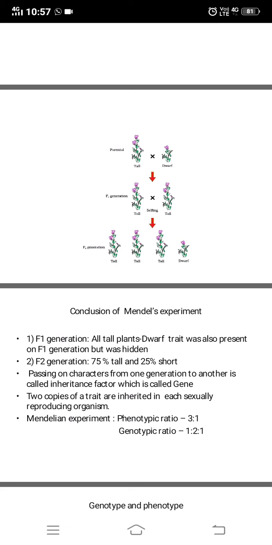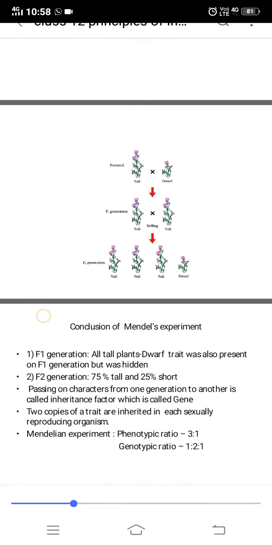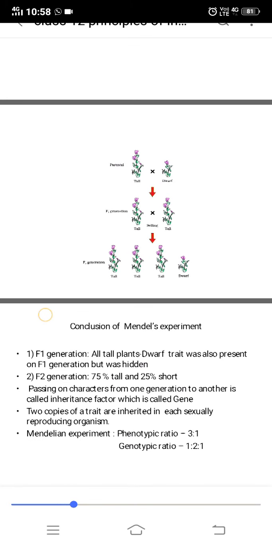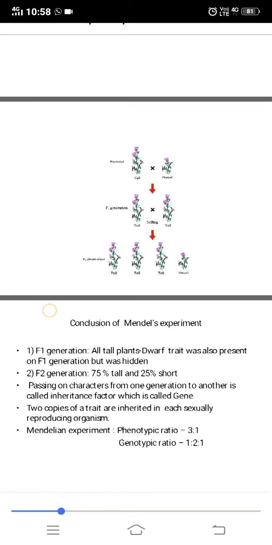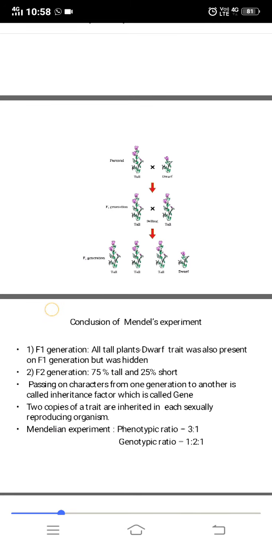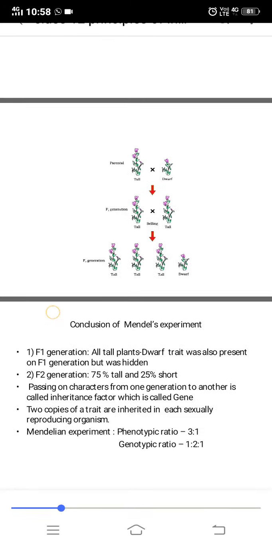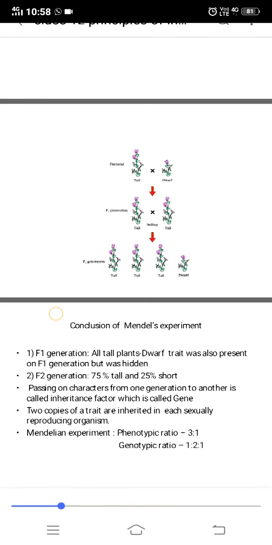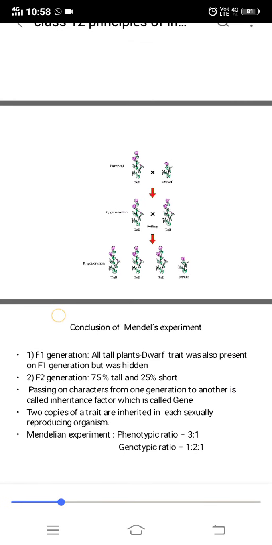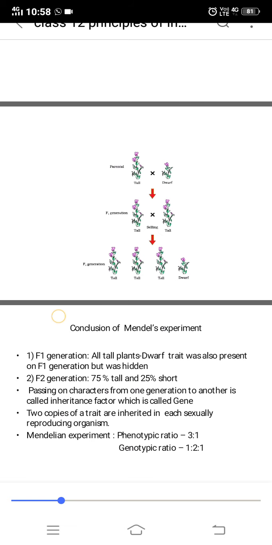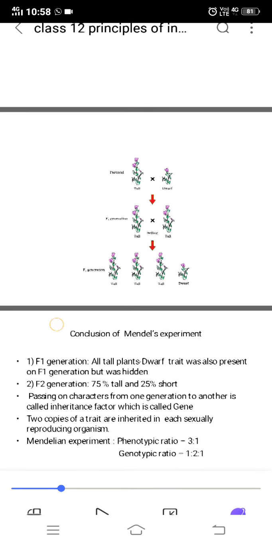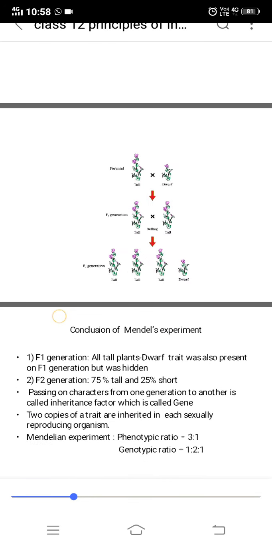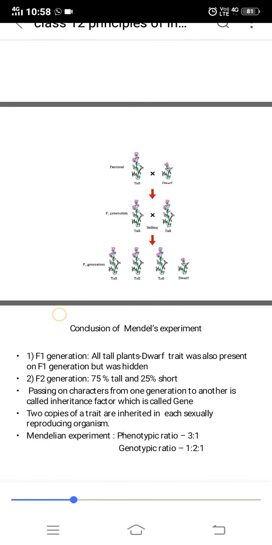With that he came to the conclusion that what passes characters from one generation to another is called an inheritance factor, which is called a gene. The 2 copies of a trait are inherited in each sexually reproducing organism. Two copies of a trait means capital T or capital T, small t. These are the 2 copies of a trait, one you are getting from father, one from mother. In the Mendelian experiment, the phenotypic ratio that we get is 3:1.